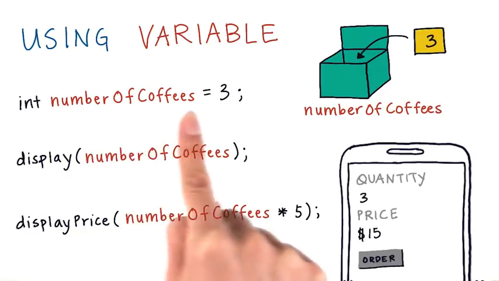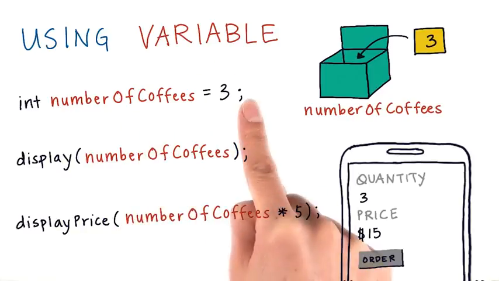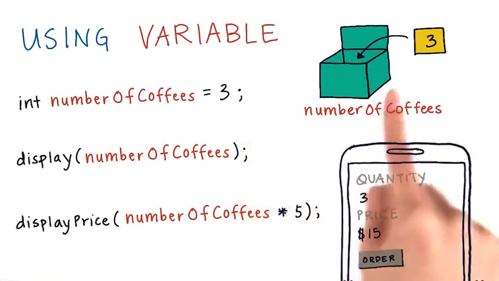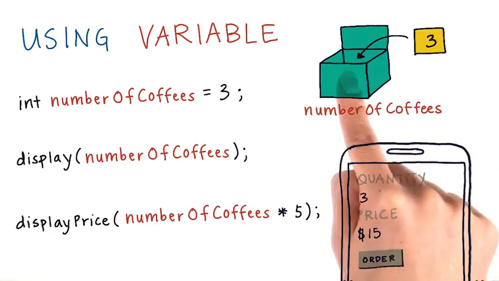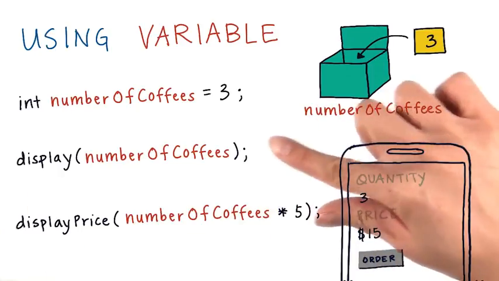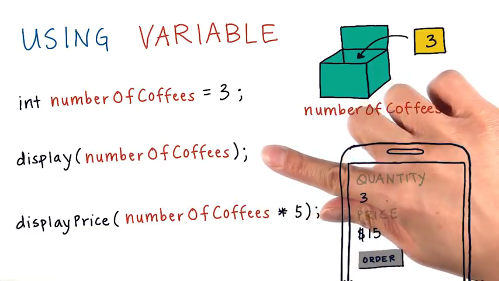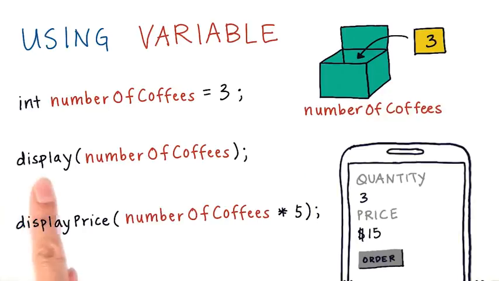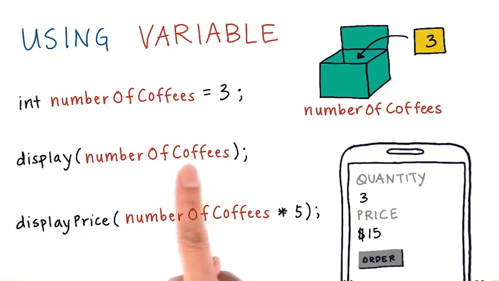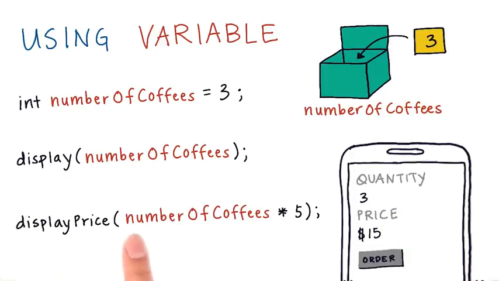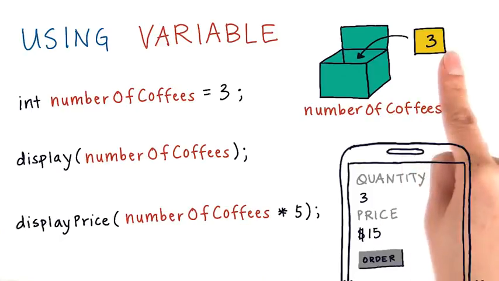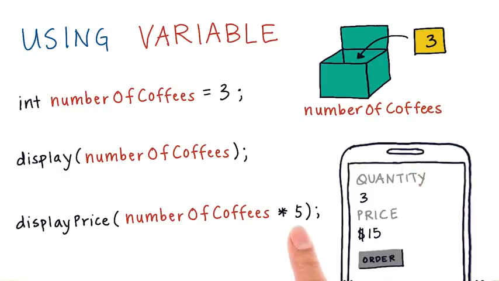I can easily change this code so that the number of coffees ordered is 3 instead of 2. For the box that represents our variable, numberOfCoffees, now we put 3 as the initial value inside this variable. These 2 lines of code don't have to change though because we are using the variable name. When we call displayQuantity, the value in this variable is 3, so we show the quantity 3. To display price, we look at the value for numberOfCoffees, which is 3, and we multiply that by 5, so that gives us $15.